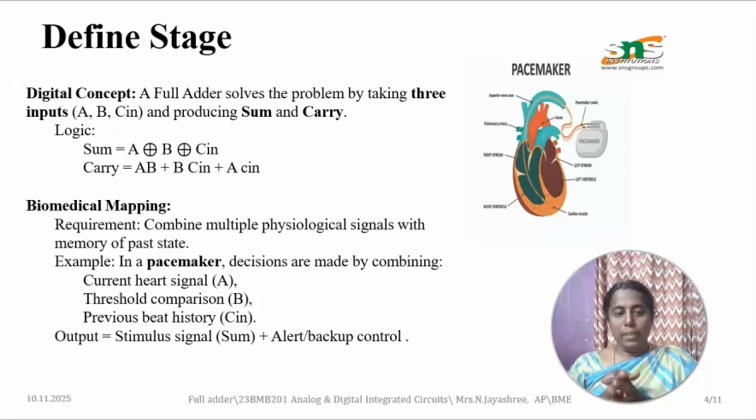In the biomedical mapping, the requirement is to combine multiple physiological signals with the memory of the past state. In the pacemaker, decisions are made by combining the current heart rate signal, threshold comparison and previous beat history. So the output is equal to stimulus signal plus alert or backup control.